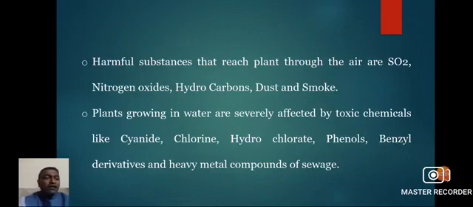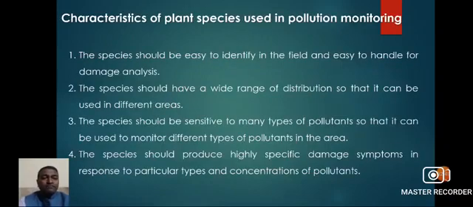aquatic plants, they are affected by toxic chemicals like cyanide, chlorine, hydrochlorate, phenols, benzyl derivatives, and heavy metal compounds, mostly from sewage. So, what are the characteristics of plant species used in pollution monitoring?